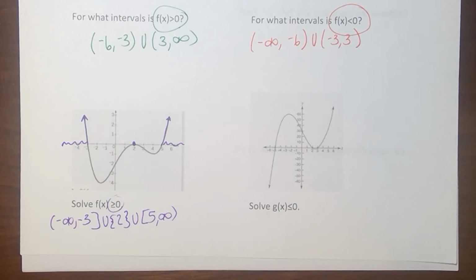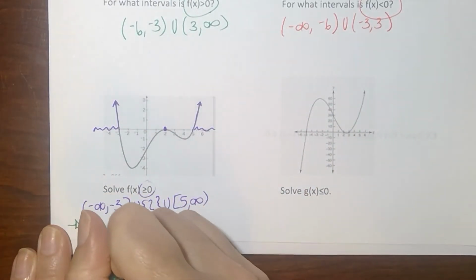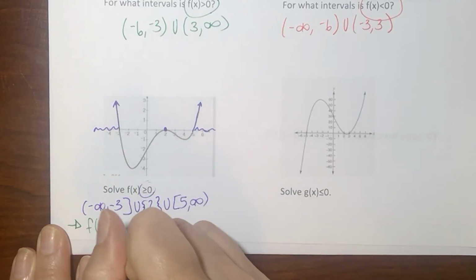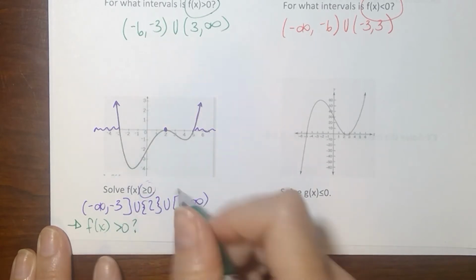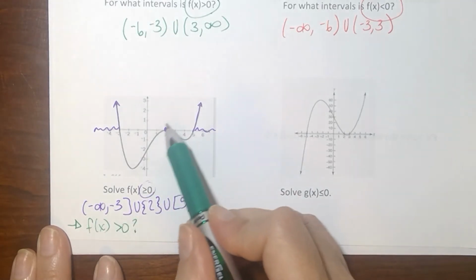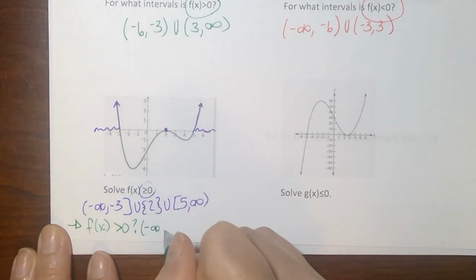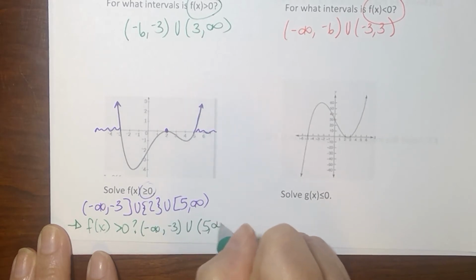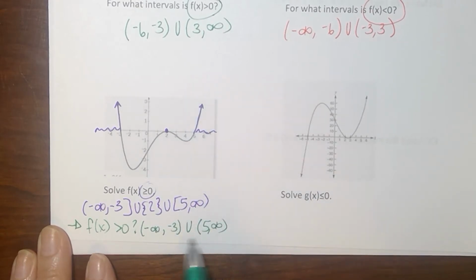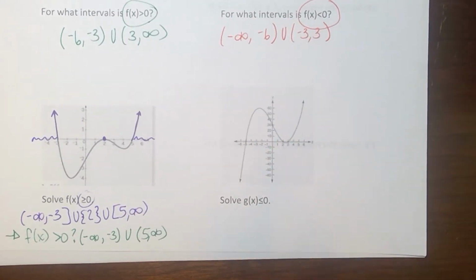What about if I changed that question a little bit and made it for where is f of x just greater than 0? Well, it's going to change those square brackets to parentheses, and if it can't be equal to 0, I don't include 2. So that would just be negative infinity to negative 3, or 5 to positive infinity without including those places where it's equal to 0. Now let's look at g of x.